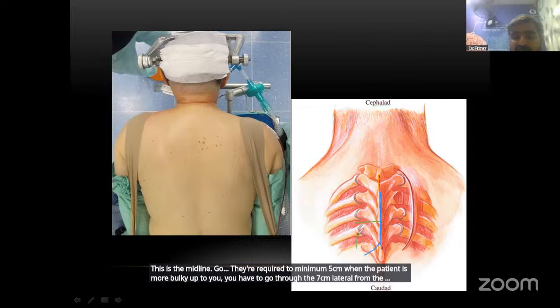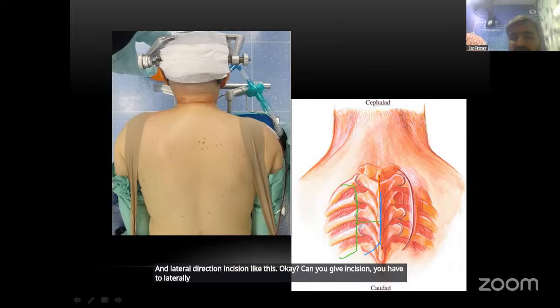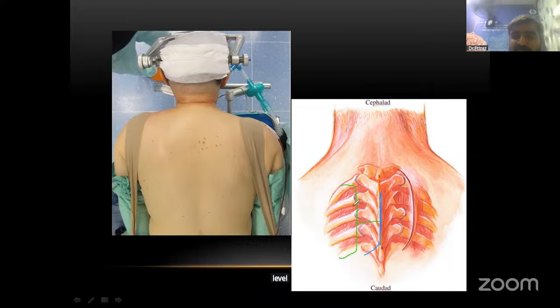And the second is the paramedian incision. You have to go 2 levels above, 2 levels below, with a lateral incision like this. When you give the incision, you have to laterally retract the skin flap, and then go to the level of the subcutaneous fat and muscles. These are two types of incision. The ideal incision for costotransversectomy is 5 to 7 centimeters lateral to midline. Ideal because it goes directly to the level of the joints between the transverse process and the ribs.